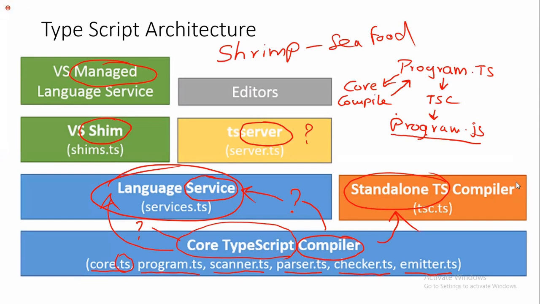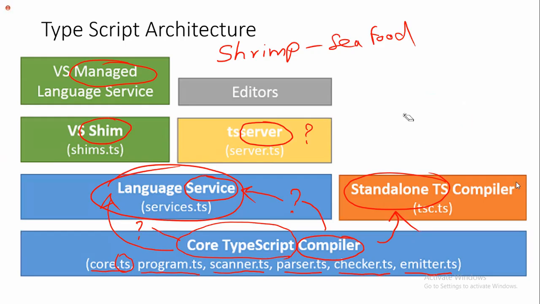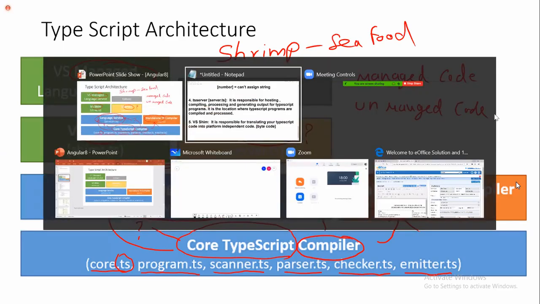And now we have another option. Now, what is the VS managed language service? In computer programming, I think many of you heard about two points: managed code and unmanaged code. Can you tell what is managed code?